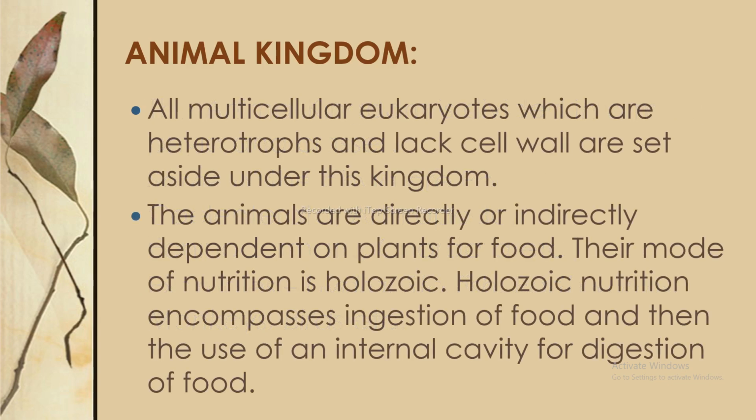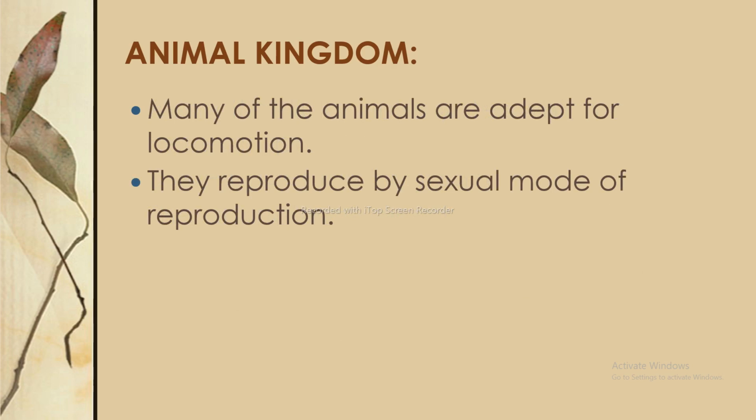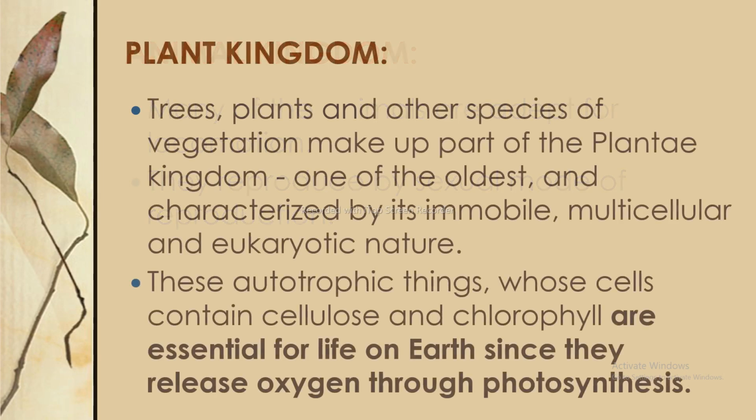All multicellular eukaryotes which are heterotrophs and lack the cell wall are set aside under this kingdom. The animals are directly or indirectly dependent on plants for food. Their mode of nutrition is holozoic. Holozoic nutrition encompasses ingestion of food and then the use of an internal cavity for digestion of food. Many of the animals are adept at locomotion. They reproduce by sexual mode of reproduction.